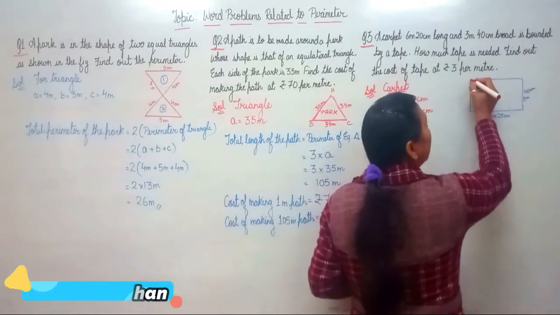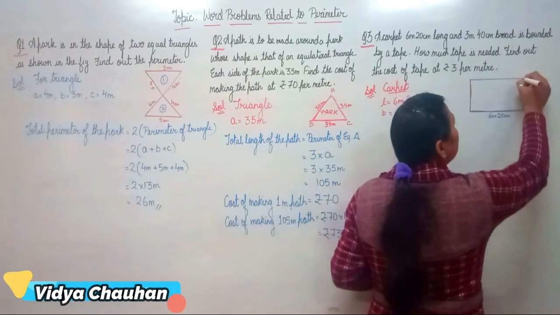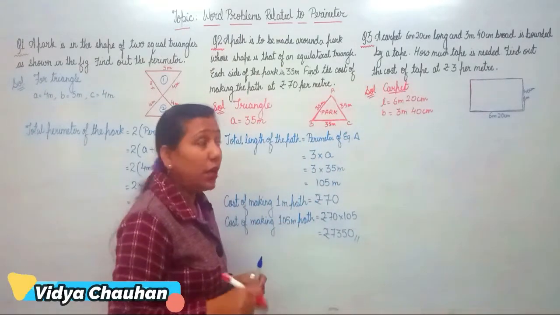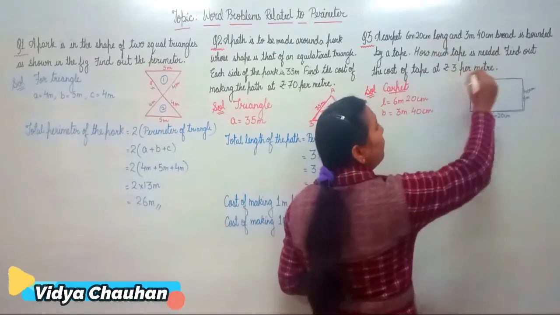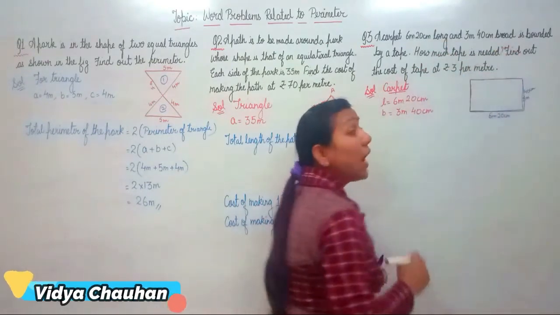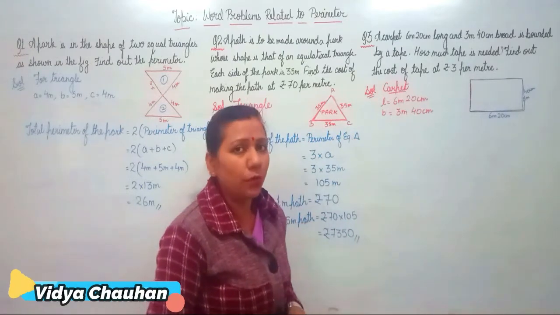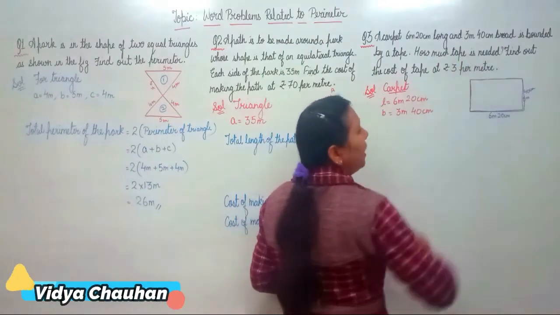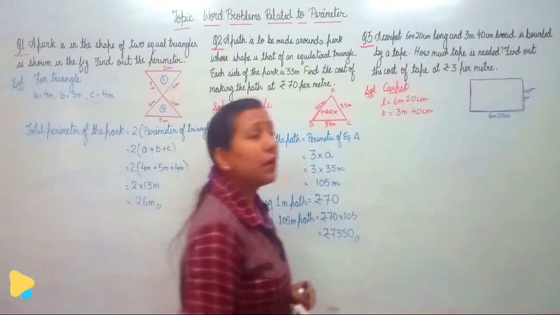What we have to do? We have to bound it. That means we have to peg this carpet by a tape all around the carpet. How much tape is needed? It is being asked how much tape is required to bound that carpet all around. So for finding the length of the tape required, we have to calculate the perimeter of the carpet.